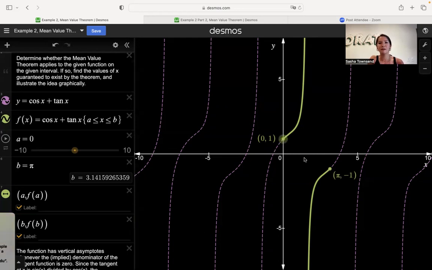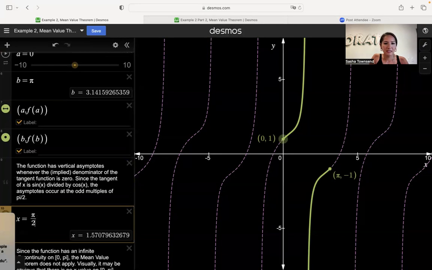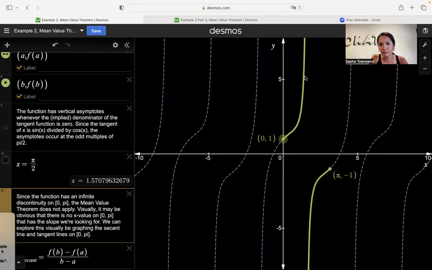Now, the mean value theorem says that if the function is continuous and differentiable on an interval of interest, then we can always find a point, at least one point, where the instantaneous rate of change is equal to the average rate of change. Now, if we look at this function on this interval, we see obviously we're going to have a problem because the function isn't continuous. We've got this infinite discontinuity at x equals pi over 2.